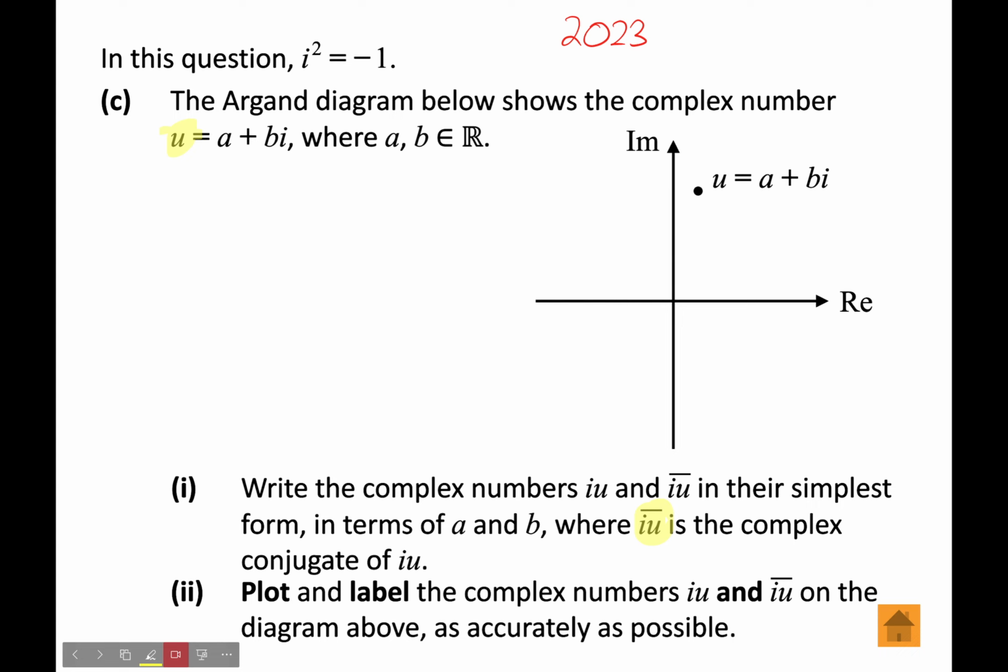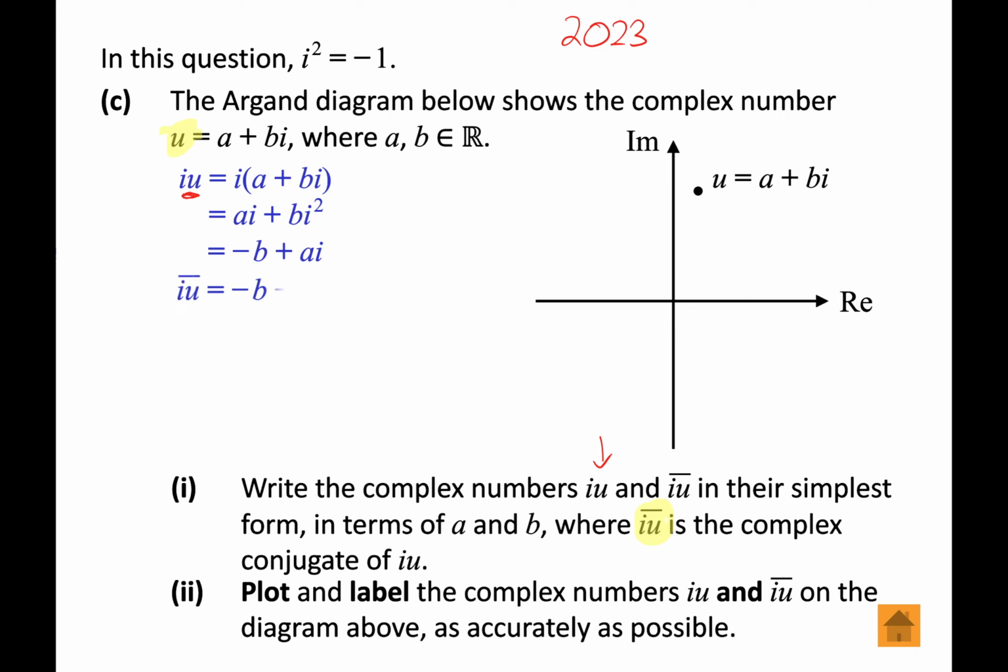So what I often suggest to people who find this tricky is that you add in some units. You'll see in a moment that if we multiply i times u, as we're directed to down here, i times u would be i times (a plus bi), so it's ai plus bi squared. We know that i squared equals minus 1, of course, so that gives us minus b plus ai. Now, some students will say, well, how do I draw that? I will go through the conjugate as well.